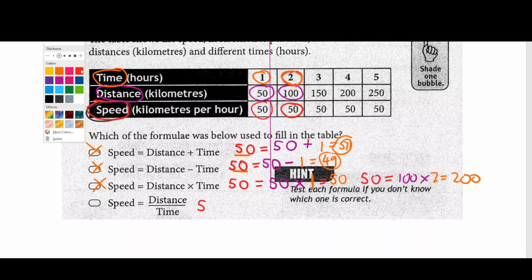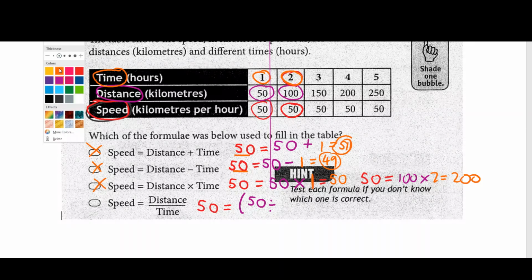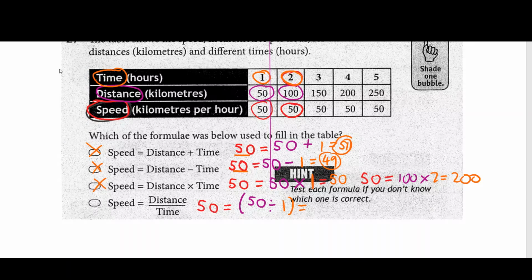So we've got 50 equaling 50 divided by, because this means divide, and we don't forget our brackets, 50 divided by the time, which was 1. So we're using this first column again now, divided by 1, which gives us 50. Yep, that works. Because we got this answer and this are the same. Let's do the next one.